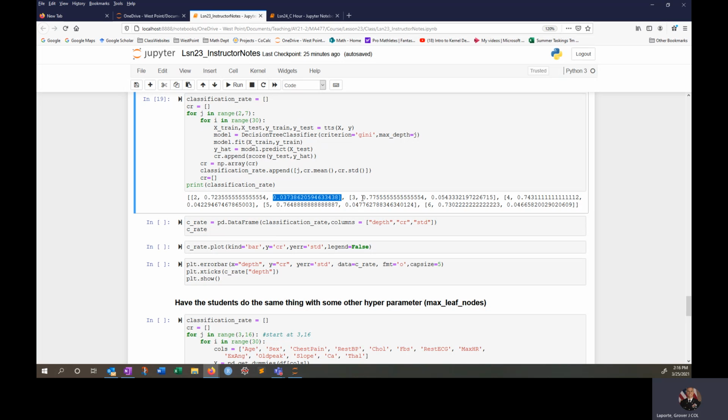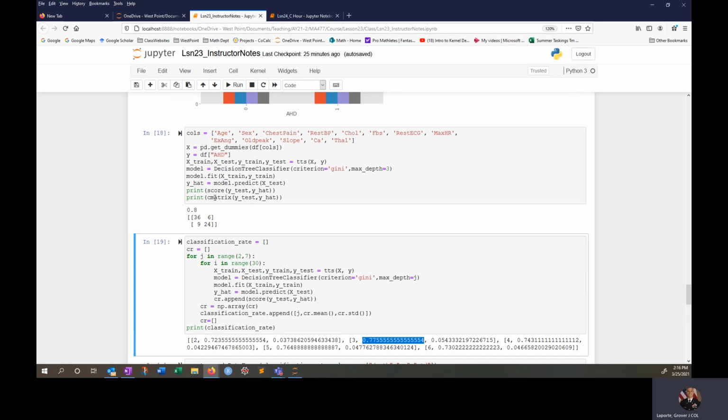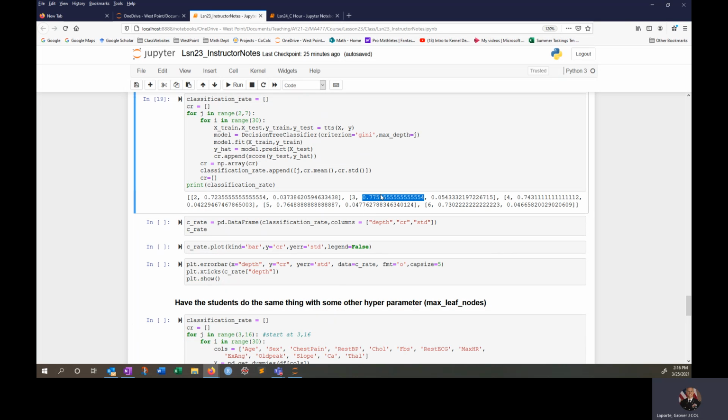And if you chose 3 as your max level, the average that you got was this. And I feel more comfortable about this number than I do about this number, because I've done 30 of them. I've got some average, I got some standard deviation, I kind of know what's going on, and that's how you want to approach these things.